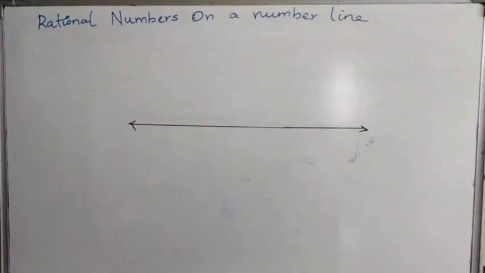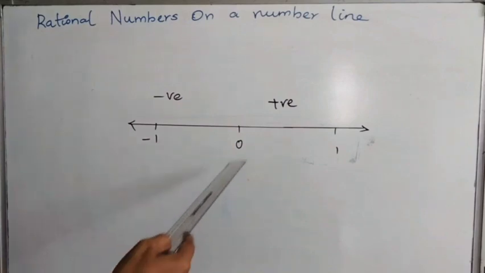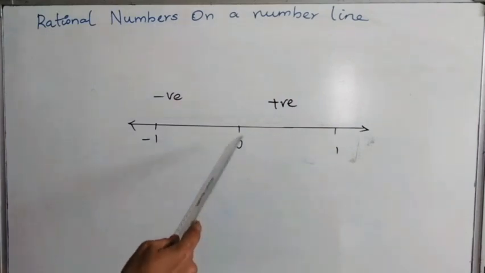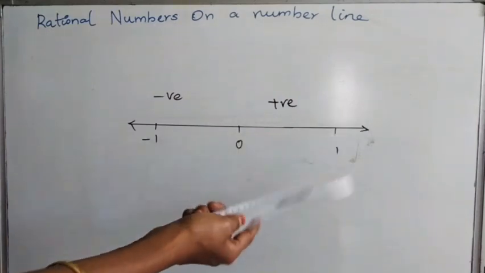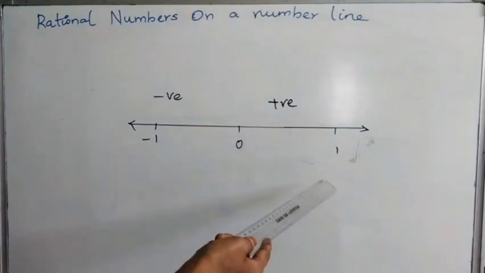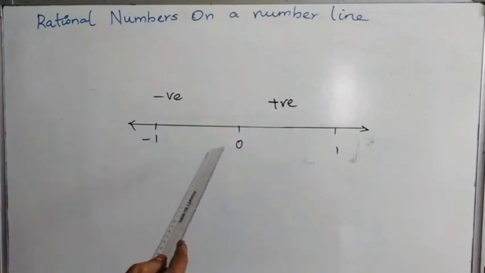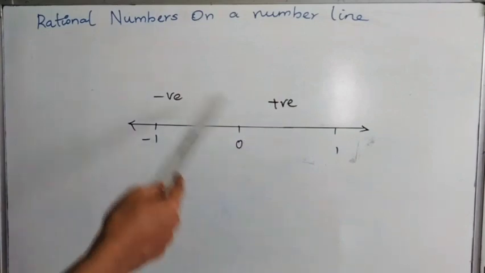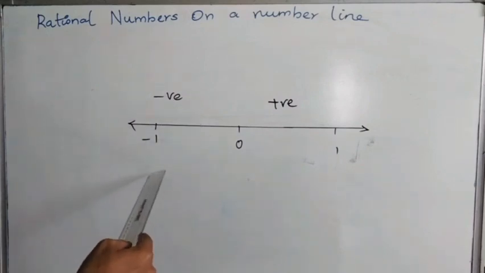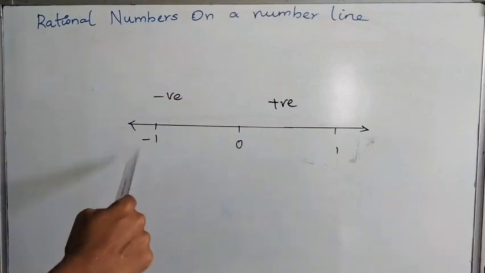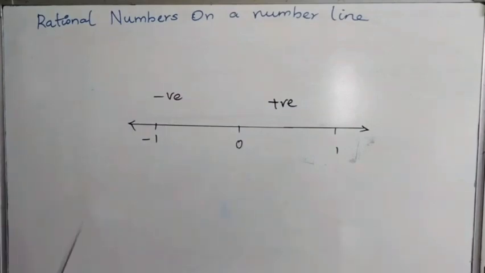Yes, positive numbers lie to the right of 0. See here the positive integer. What is the positive integer? 1 is the positive integer. It lies to the right. Yes, this is the right side, so it is right of 0. Yes, the positive integers. And the negative integers, this line is left of 0. Yes, this is the left side. The negative numbers lie after the 0, to the left of 0.